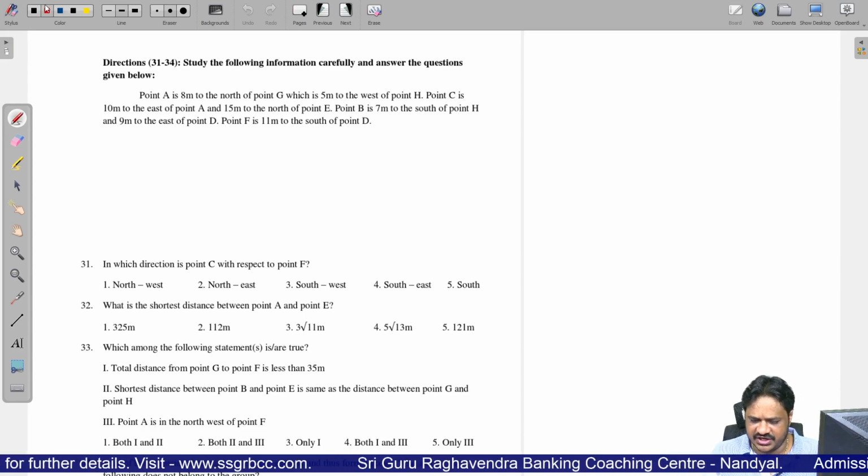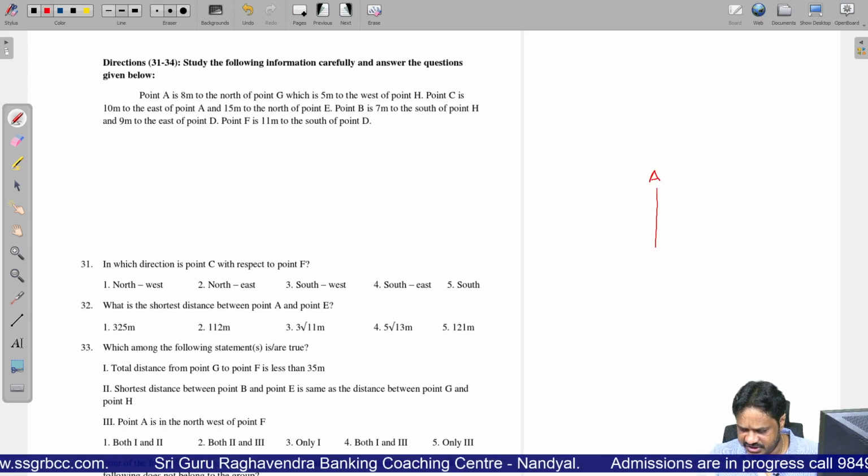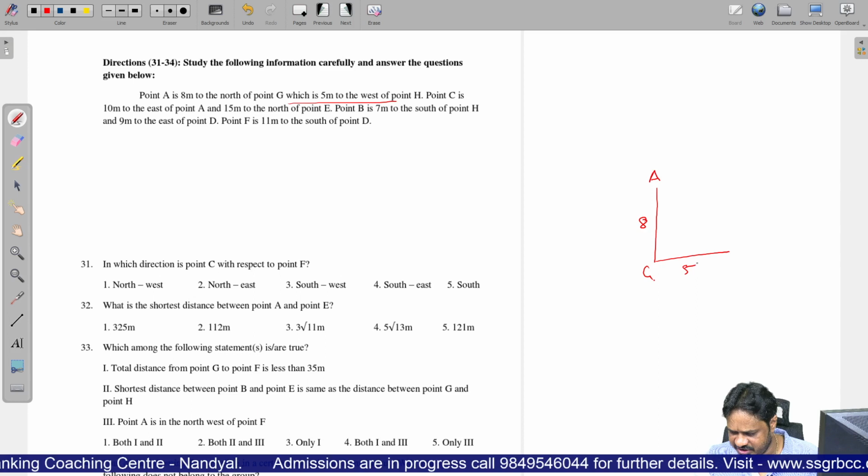First, A is 8 meters to the north of G. First, write down A. A is 8 meters north of G, which is 5 meters west of H. G is 5 meters to the west. West means always left side.